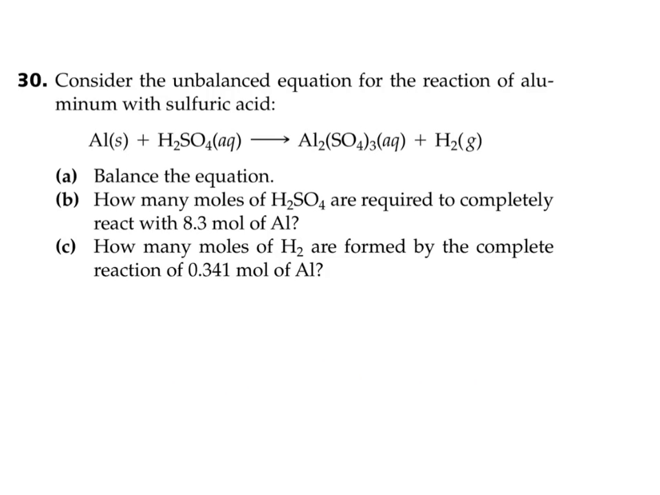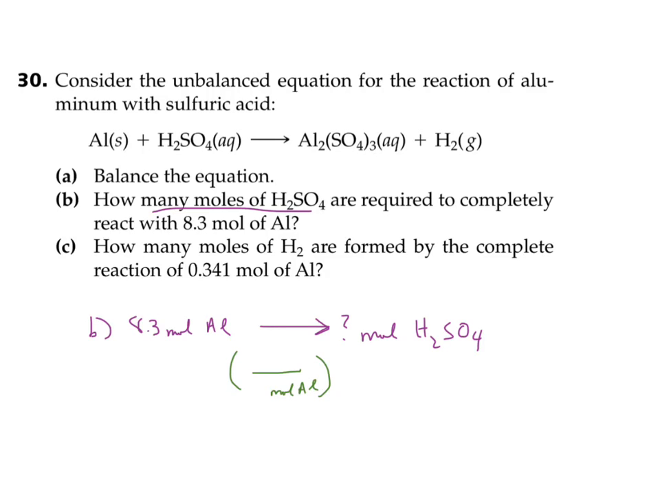Let's look at what B says. After you balance it, how many moles of H2SO4, question mark, moles H2SO4, are required to completely react with 8.3 moles of aluminum? So you're going to come up with a ratio. Again, after you balance it, you'll know what goes in these circles. But you know that you want units of moles of aluminum to cancel, and you want units of moles of H2SO4 to be left. So only after you balance it can you put in those circles. Okay? It's fun.